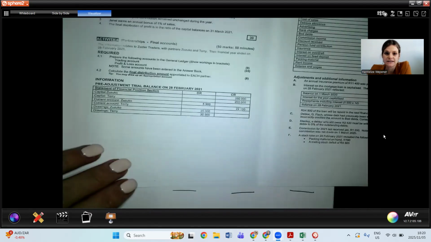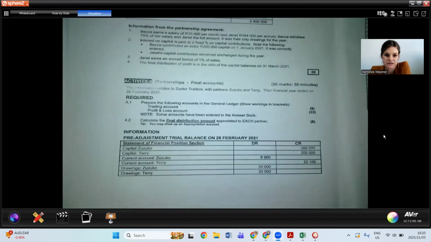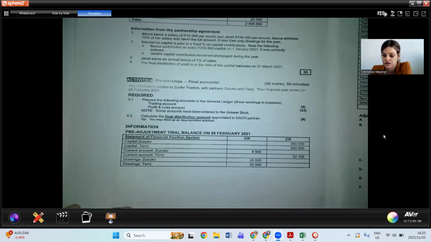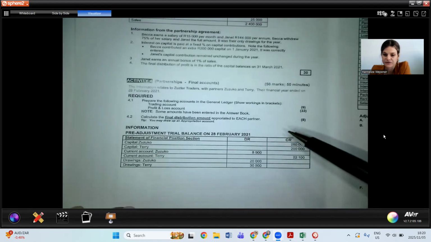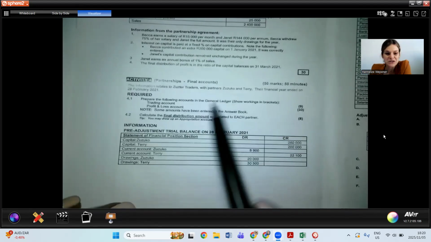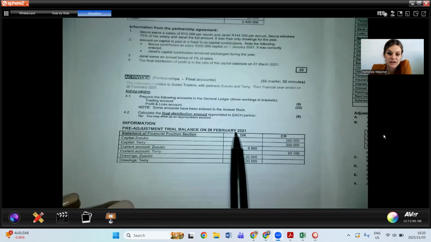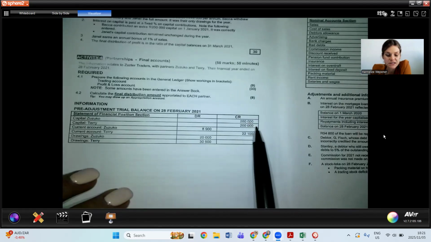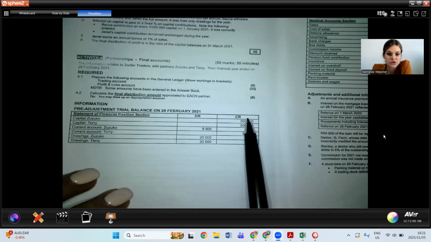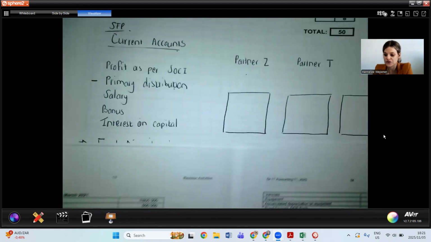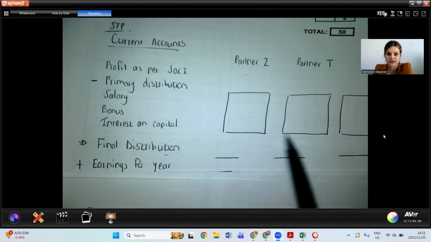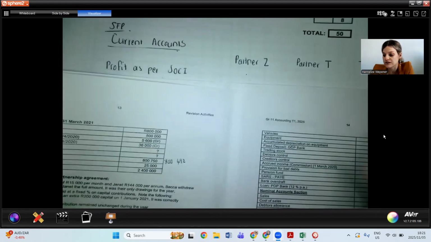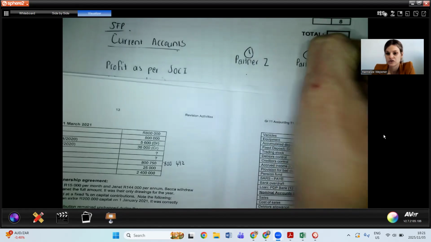So now let's go to the information. We've been given, first of all, a trial balance, and you must please go and check where your notes are so that you can follow it in a font that's a little bit bigger than this. You've been given the pre-adjustment trial balance on the 28th of February 2021. According to this, your partners had some capital, and why this is important is you have to calculate the interest on capital for each one of them, for partner 1 and partner 2.